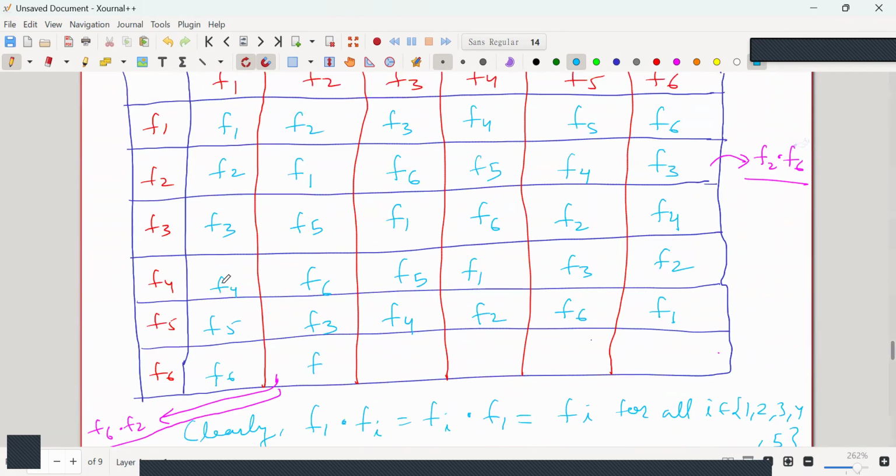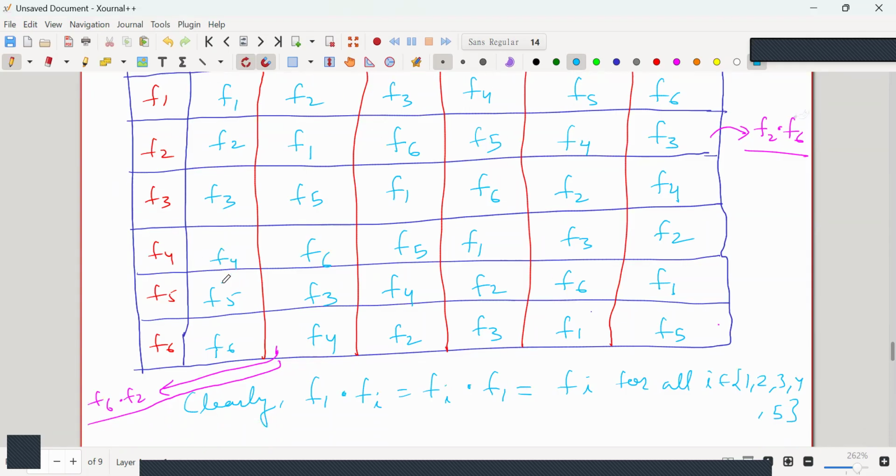F4, right? And in this column, what is remaining? F2. In this column, what is remaining? F3. In this column, what is remaining? F1. And in this column, what is remaining? F5. And you can check that here also everything is distinct. So overall, we are not having any mistake.